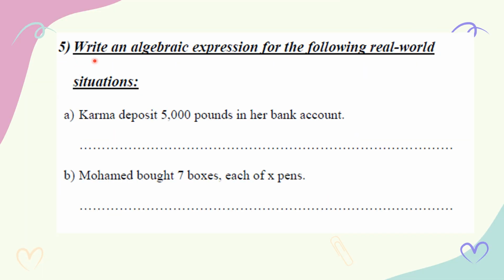Number 5. Write an algebraic expression for the following real-world situation. In letter A, Karma deposited £5,000 in her bank account. Do you know what is in her bank account? No, so it will be a variable. And deposit means plus 5,000. So it will be P plus 5,000. In letter B, we have Muhammad bought 7 boxes each of X pens. So it will be 7 times X.